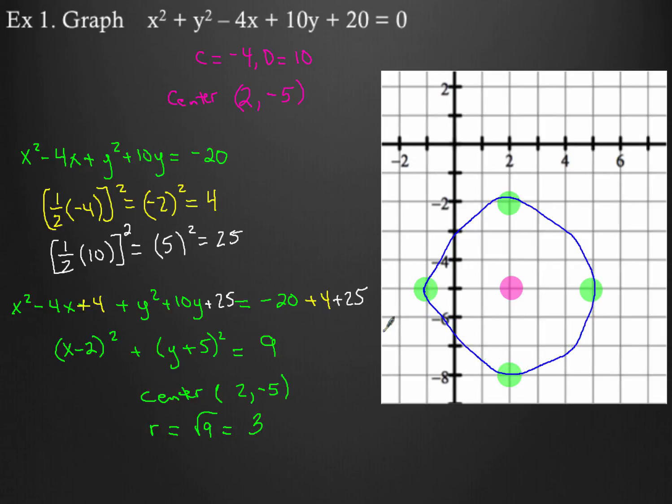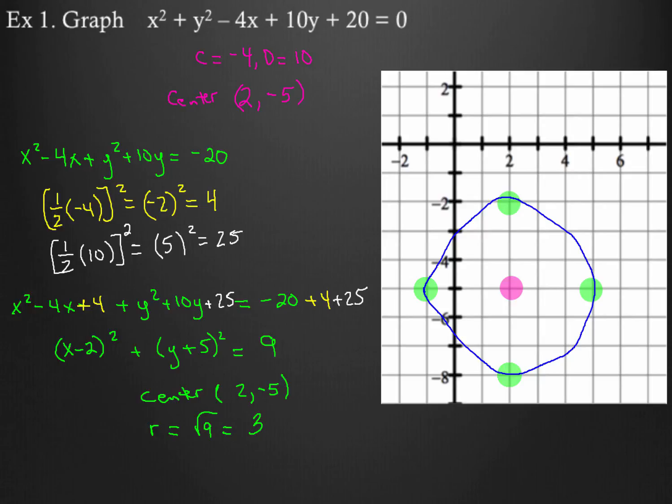So that's what my graph would look like for the equation x squared plus y squared minus 4x plus 10y plus 20 equals 0. So that's what we'd have to do to come up with that picture. That's a lot of stuff. Analyze your C and D terms, come up with your center, and then use completing the square to come up with the radius. Once I've got those two pieces, boom, it's just plot and go.